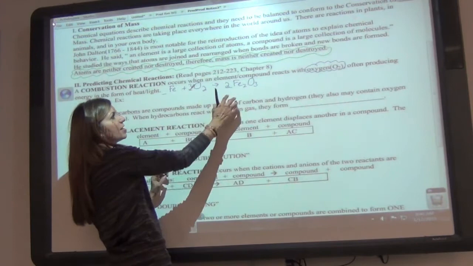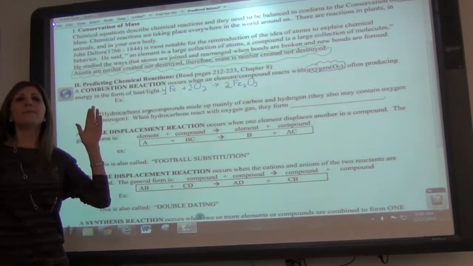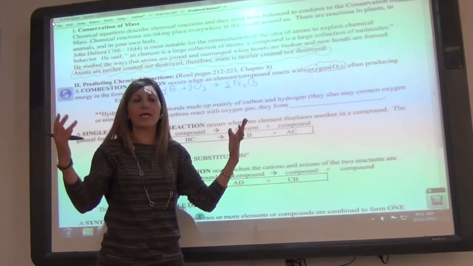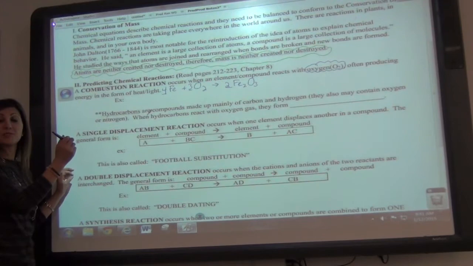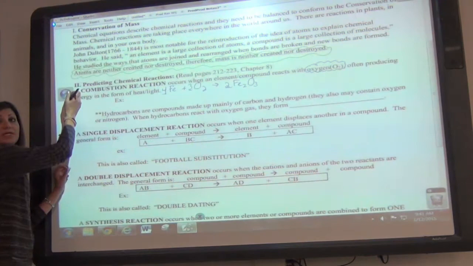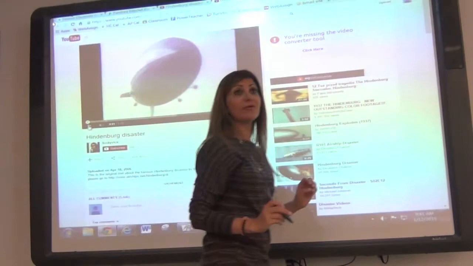Now that's combustion, but most of you are thinking, really? You would think of combustion as being something exploding, something burning, but it doesn't necessarily need to be. As long as you have oxygen as a reactant, that's combustion. So let me show you an example. Anybody heard of the Hindenburg explosion that happened in 1937? Do you remember what the Hindenburg was made of, what gas they ended up using? They used hydrogen gas. And what happened to the hydrogen gas? It made it across the ocean.